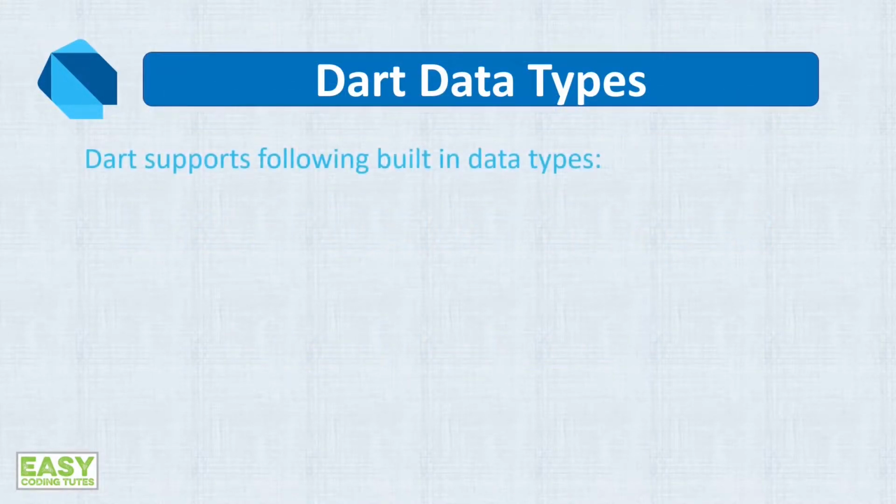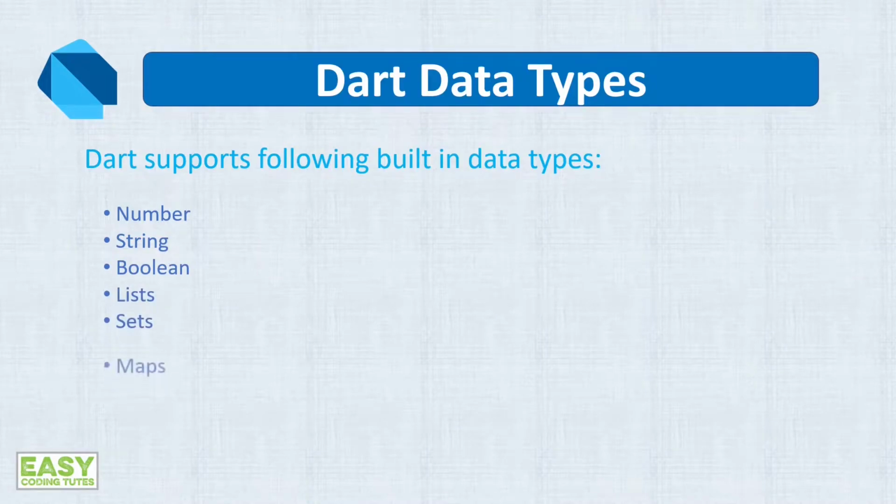Dart data types. Dart supports the following built-in data types. First one is number, then string, Boolean, lists, sets, maps, range, and symbols. So let's see each of them briefly.